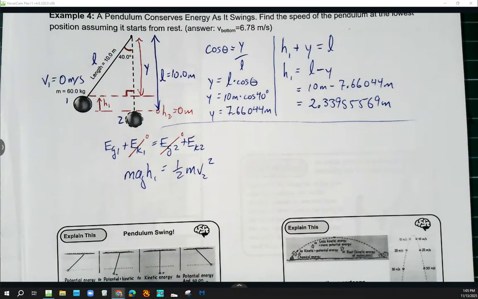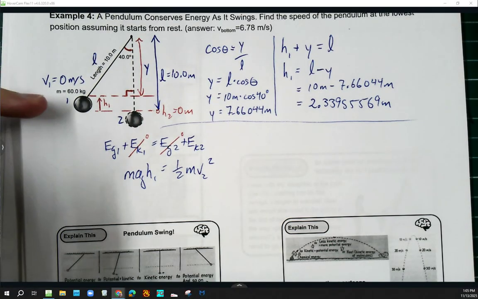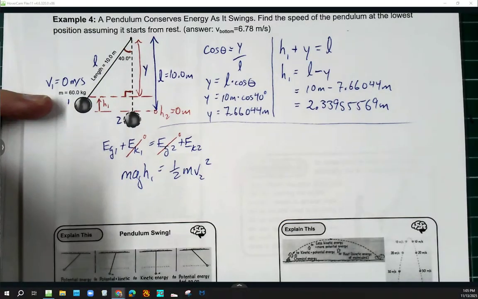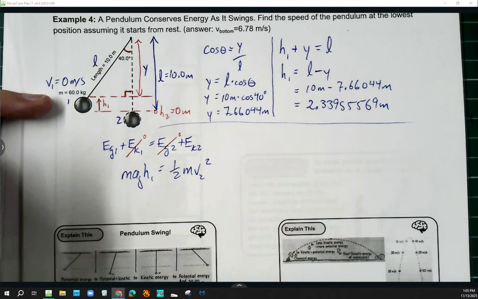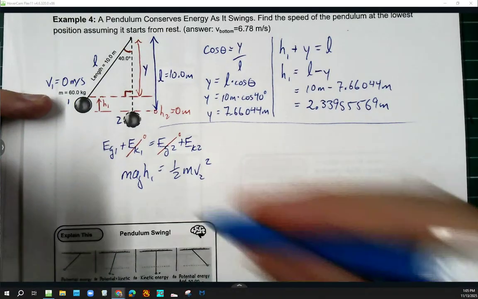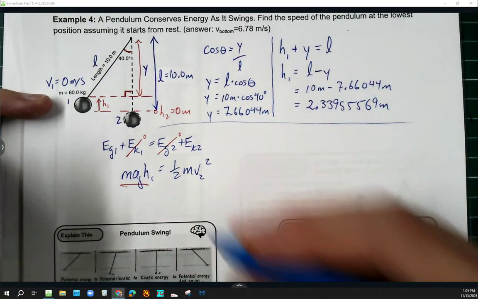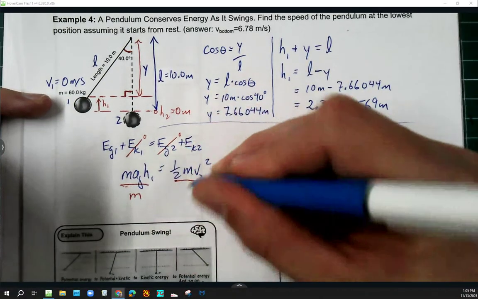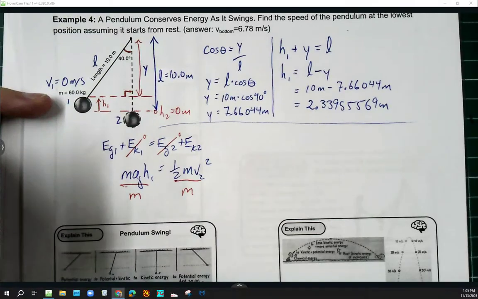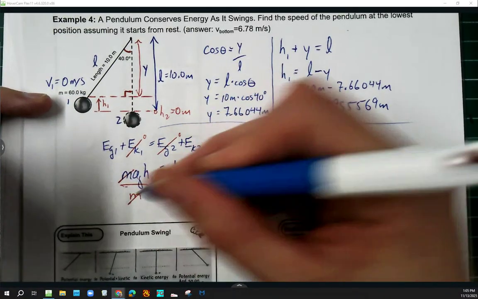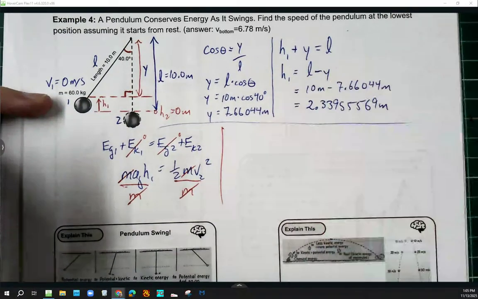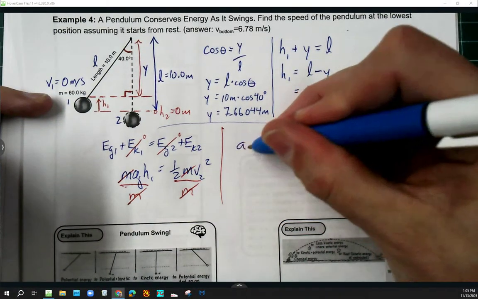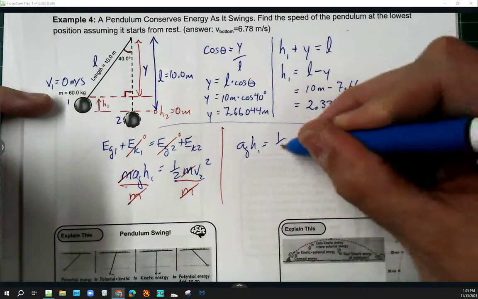Same principles. We say, okay, mass times acceleration due to gravity times height 1 equals 1/2 m v2 squared. Now, I know the mass of this pendulum. But if I was feeling lazy, what could I do with mass here? Yeah, look at that. I don't even have to know the mass. I happen to this time, but I don't need it. It's more information than I even need, because those masses can cancel out if I divide both sides by the same thing. So now I'm down to a situation that's even simpler. A g h1 equals 1/2 v2 squared.